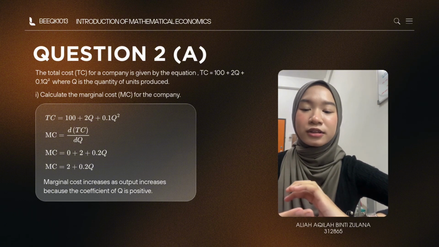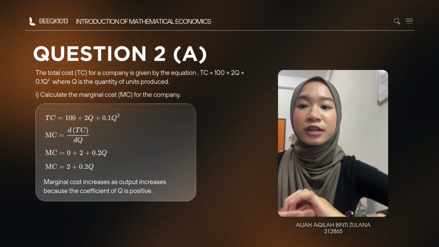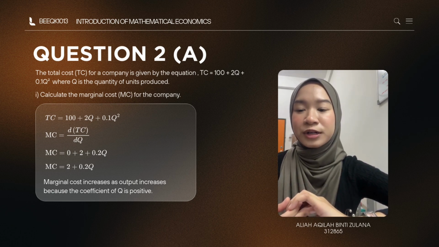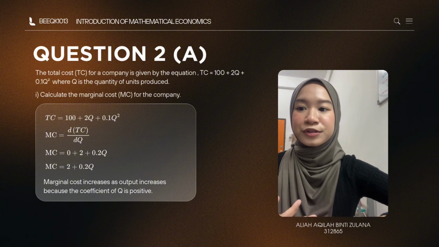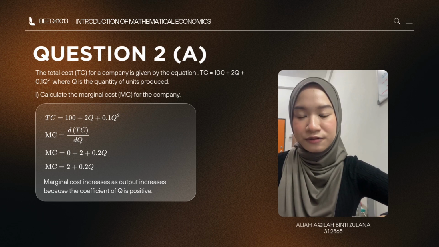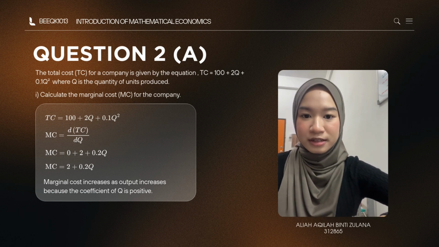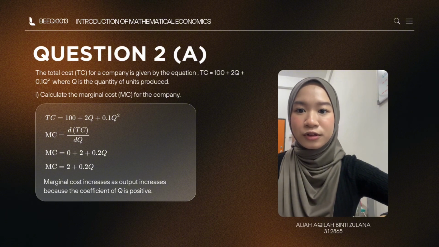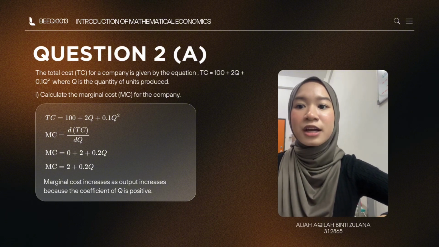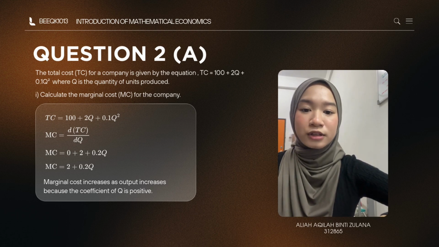First, we are given the total cost function STC equals 100 plus 2Q plus 0.1Q squared, where Q represents the quantity of units produced. Part 1, we need to calculate the marginal cost. Marginal cost refers to the additional cost of producing one extra unit. To find marginal cost, we take the derivative of total cost with respect to the quantity, MC equals dTC divided by dQ.